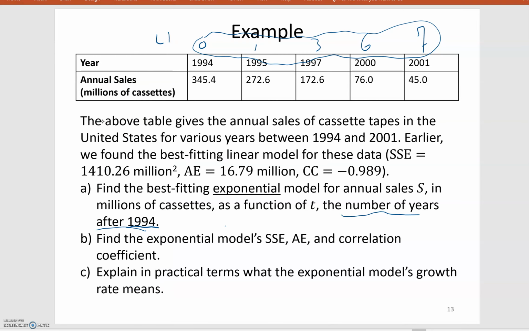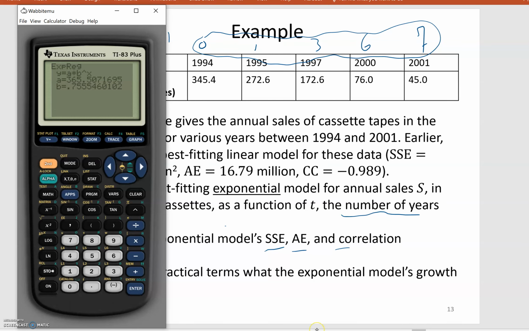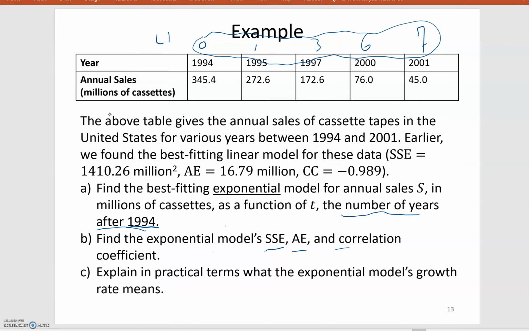For parts B and C of the model, we want to find the SSE, the average error, the correlation coefficient, and then talk about the model a bit. So to find the SSE, we do this the same way as we did the linear function. That's sum of resid squared. So we go to second stat, math, choose number 5. Then we return to second stat, and then under names, we have 7, which is resid. And then make sure you square that, hit enter, and that's our SSE, 745.34.